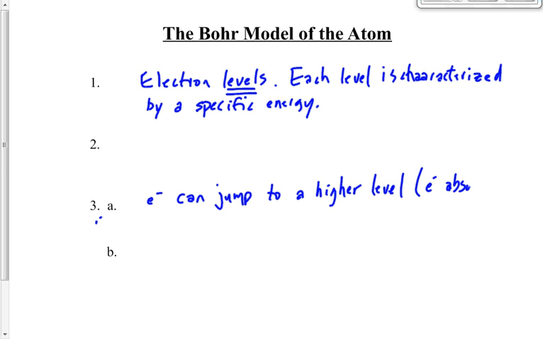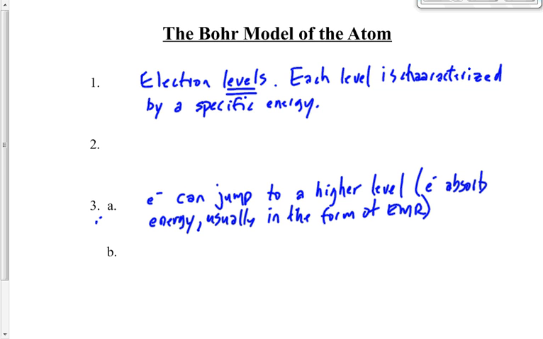The electrons need to absorb energy as well to jump to higher levels. Usually the energy they absorb is in the form of electromagnetic radiation. So we absorb an infrared photon, or a visible light photon, or an ultraviolet photon, and the electron will jump to a higher level.